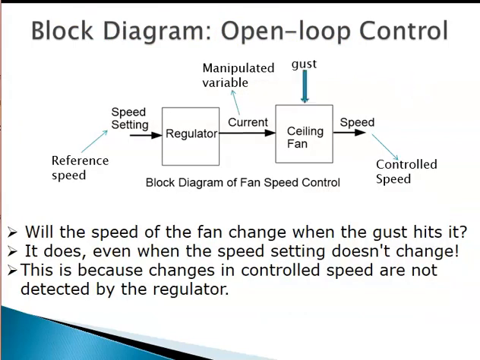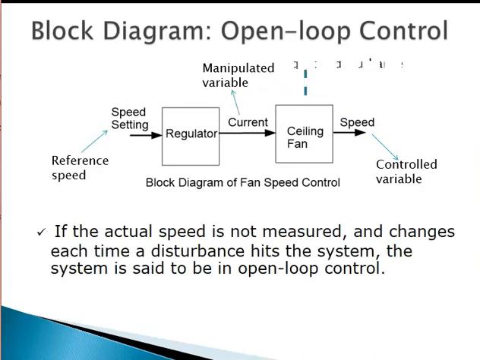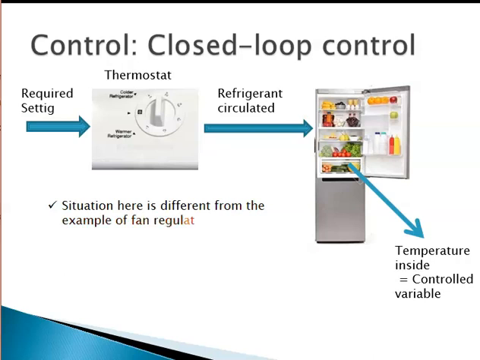To quickly sum up what we have seen so far: if the actual speed is not measured and changes in speed occur each time a disturbance hits, the system is said to be in open loop control. So the domestic fan and the regulator are said to run in open loop control. We'll see why we call it open loop in a minute, and this we do by considering a closed loop control system.